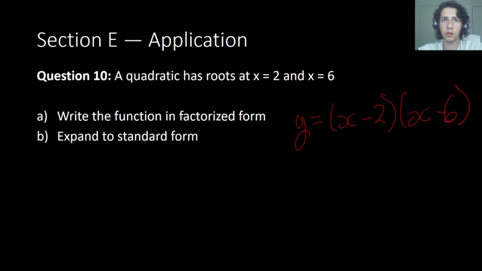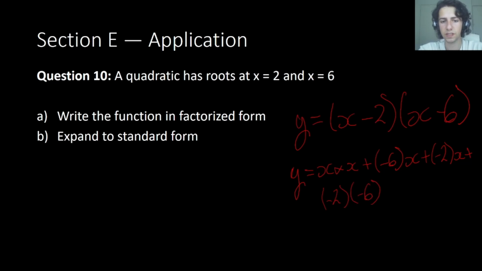Now, let's expand this into standard form. I'm going to go a little bit quicker now, but we still have to do some polynomial expansion. So x times x, plus x times -6, plus -2 times x, plus -2 times -6. If we simplify this, we get x squared minus 8x plus 12, because remember, two negatives cancel each other out and give you a positive when multiplying. Now let's move on.